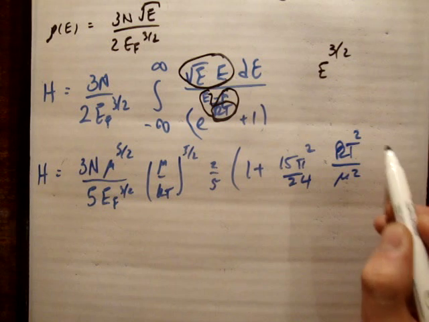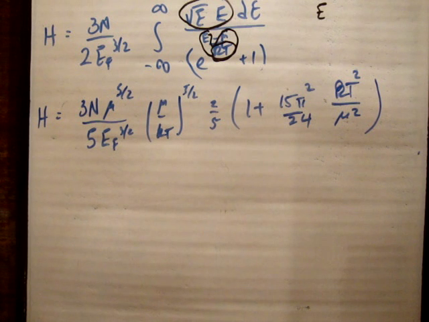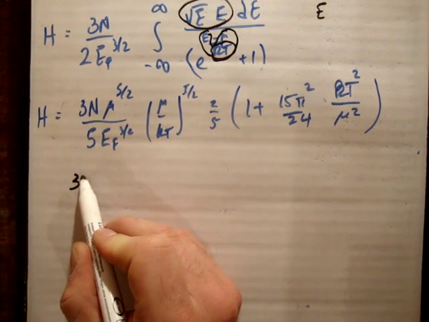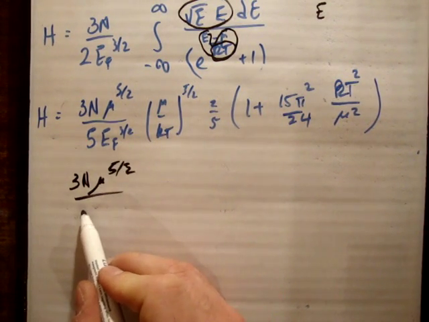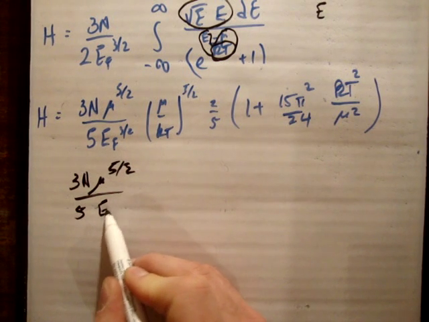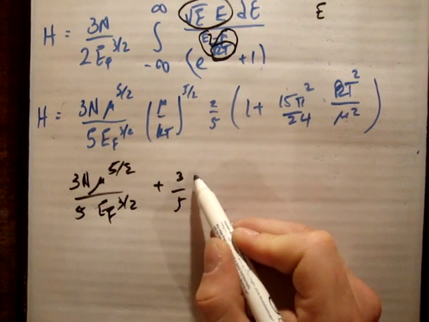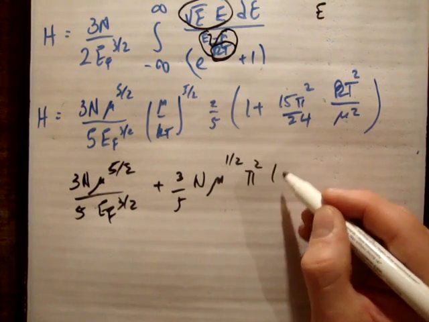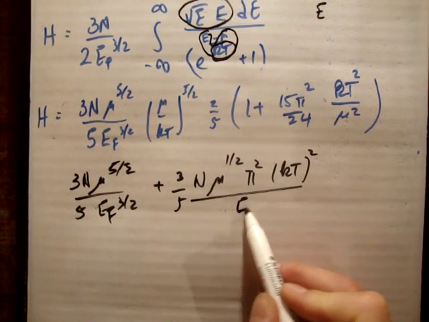divided by mu squared. Now this looks pretty hairy, and it is pretty hairy in terms of algebra, but that's about it. Okay? So we'll multiply this out because we have two terms here, and you're going to get the following. And I want to do this very quickly because I don't want to run out of time on my video. Okay, 3/5 N mu, a half pi squared kT squared divided by E Fermi to the 3 over 2.